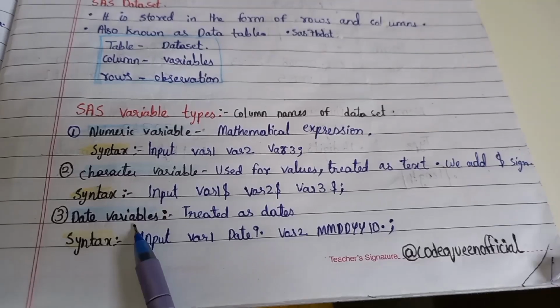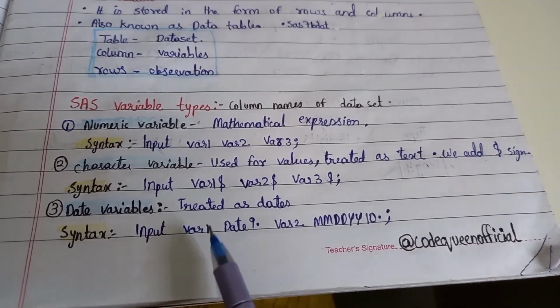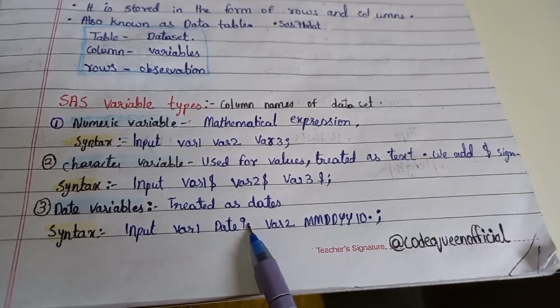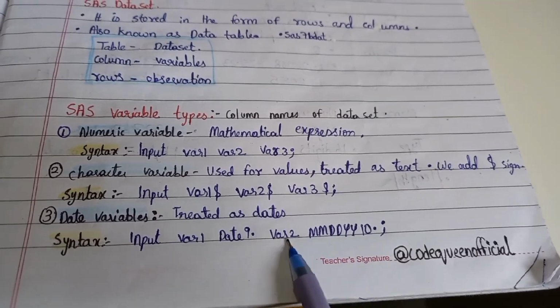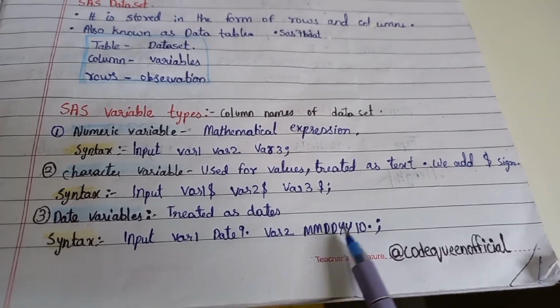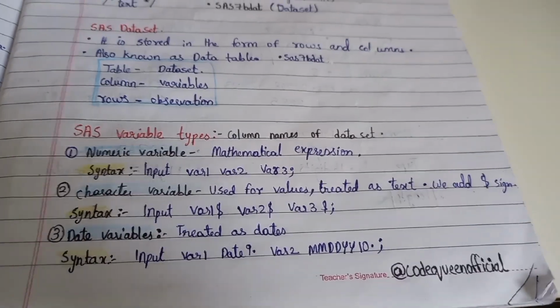And date variables are treated as dates only. So the syntax is: input, variable 1, date9. Okay. Yes, variable 2, month, day, year, MMDDYY10. We will use that here. Okay, semicolon. I hope it's clear.